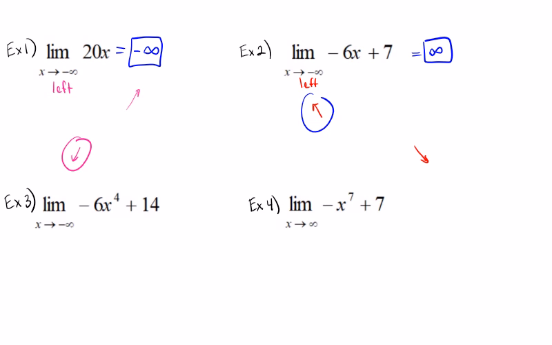So if I plug in negative 10, negative 6 times negative 10 is positive 60. 60 plus 7 is positive 67. If I plug in negative 100, I get positive 607. If I plug in negative 1,000, I get positive 6,007, and so forth and so on. So we're just going to keep getting bigger and bigger, and that 7 is going to become more and more inconsequential as I add it to larger and larger positive numbers, because I'm multiplying a negative in here by a negative out here, and a negative times a negative equals a positive. And so we approach positive infinity.